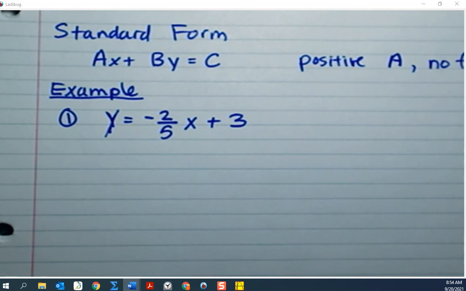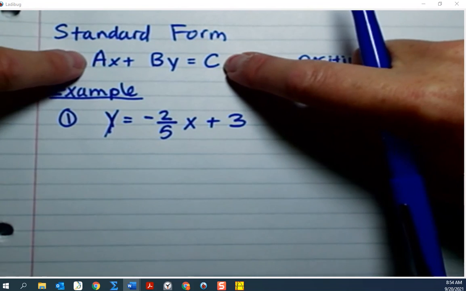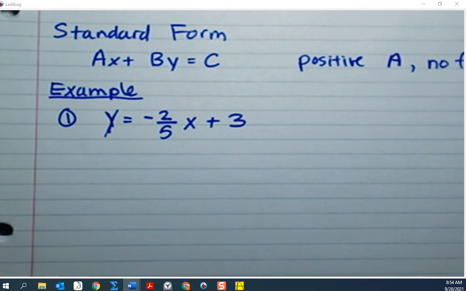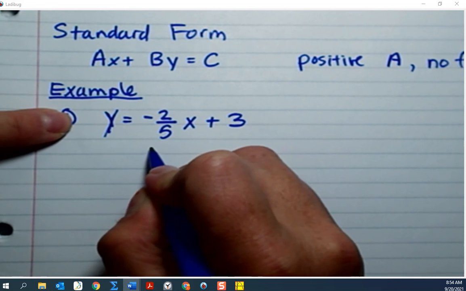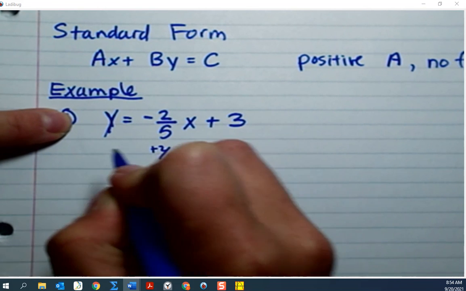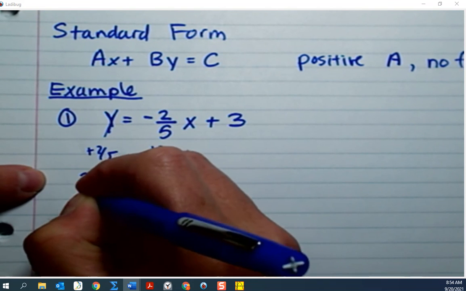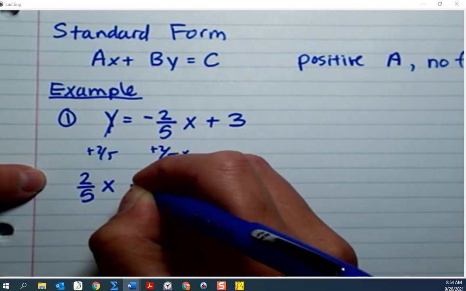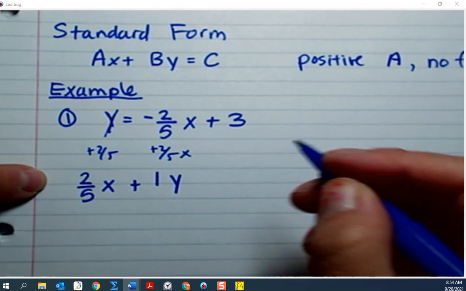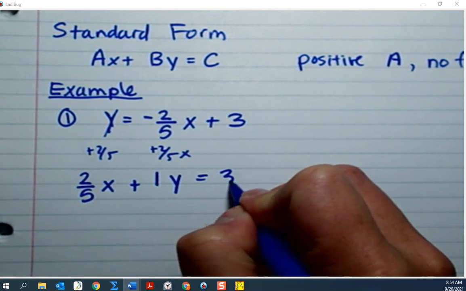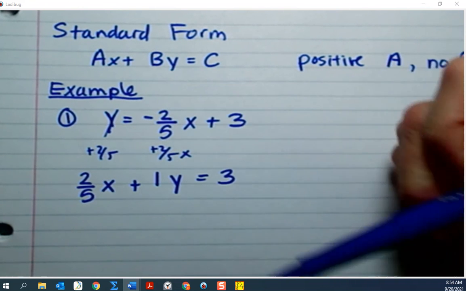Woo! No fractions. Okay, so this is where we come into some PEMDAS ideas. We need to rearrange this so that it looks like this format. So first thing I want to do is put the x's and y's in order. So I'm going to add the 2/5 x to both sides. That's what I'm going to do. So we have 2/5x plus 1y. You don't really need the 1. I'm just putting it there so that we can see it lining up.